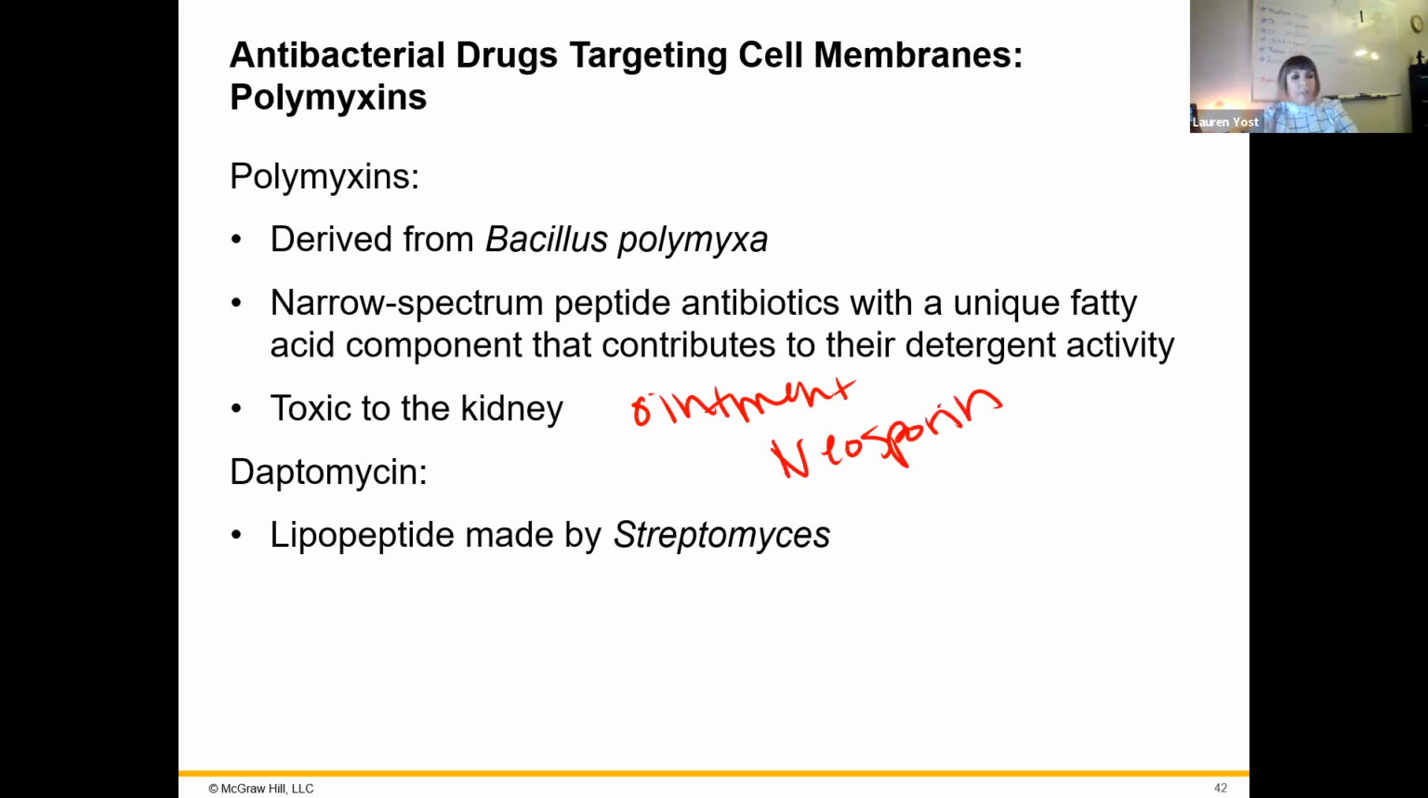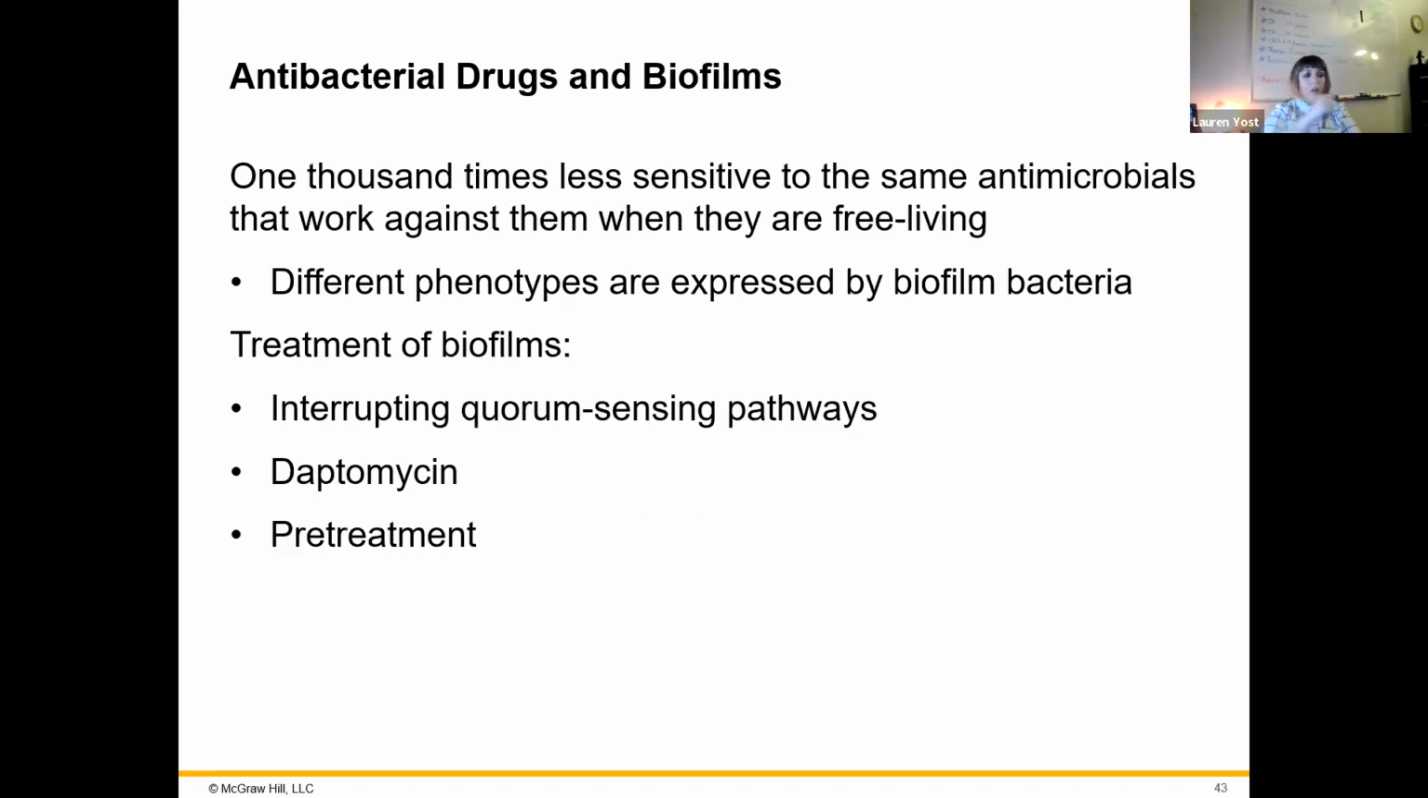Just FYI, there's also daptomycin, which is related to this. It's another lipopeptide, with "lipo" being a fatty acid group. Okay, drugs that can affect biofilms. You want something that can penetrate the whole biofilm and treat all of the organisms involved. So you want things that can interrupt the quorum sensing pathways.